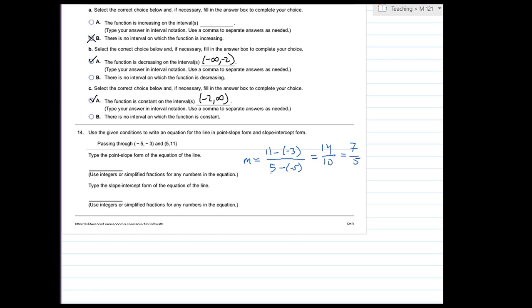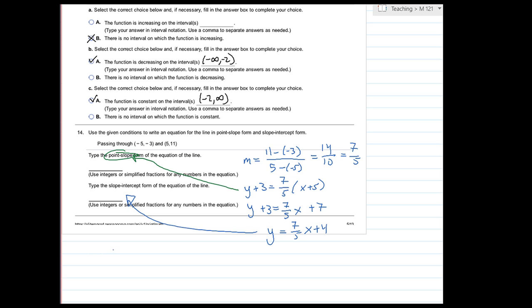Great. And then we're going to have y, we'll say plus 3, is equal to 7 over 5 times x plus 5. Great. So y plus 3 is equal to, oh, and this, by the way, is our point slope form. And if we keep going we get 7/5 x plus 7, or y is equal to 7/5 x plus 4, that's our slope intercept form. All right, great. On to our next page.